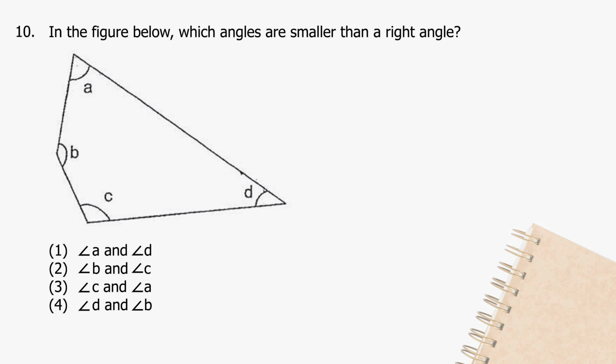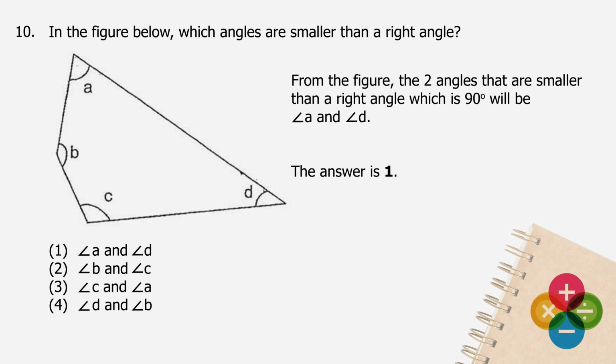Question 10. In the figure below, which angles are smaller than a right angle? From the figure, the two angles that are smaller than a right angle, which is 90 degrees, will be angle A and angle D. The answer is 1.